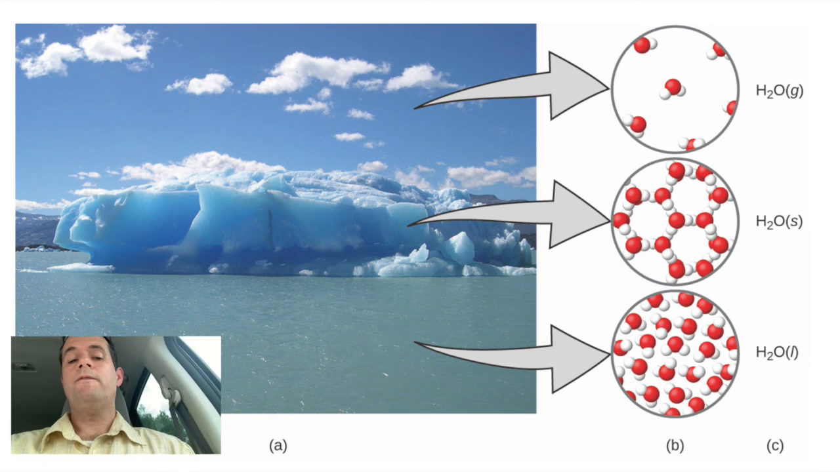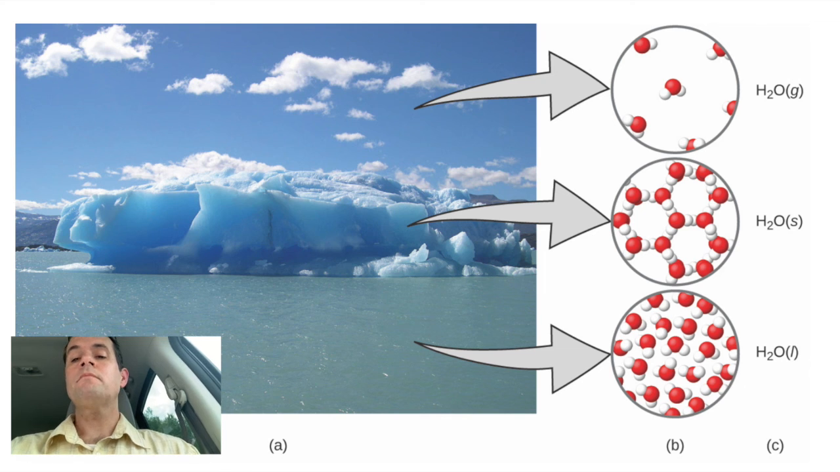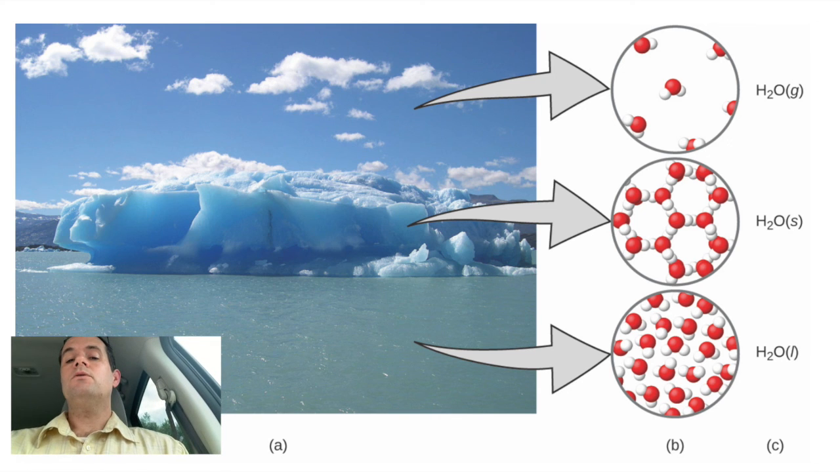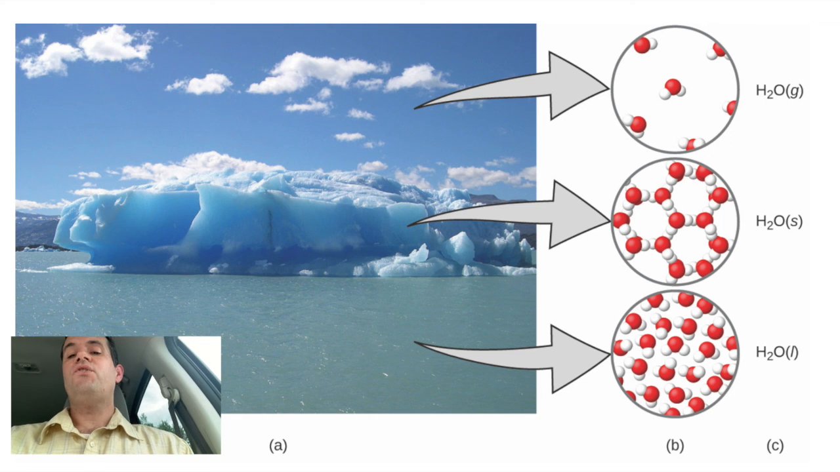Here's Figure 1.5. Moisture in the air, icebergs, and the ocean represent water in the macroscopic domain. At the molecular level, or the microscopic domain, gas molecules are far apart and disorganized. Solid water molecules are close together and organized, and liquid molecules are close together and disorganized. The formula H2O symbolizes water, and G, S, and L symbolize its phases, or states of matter.